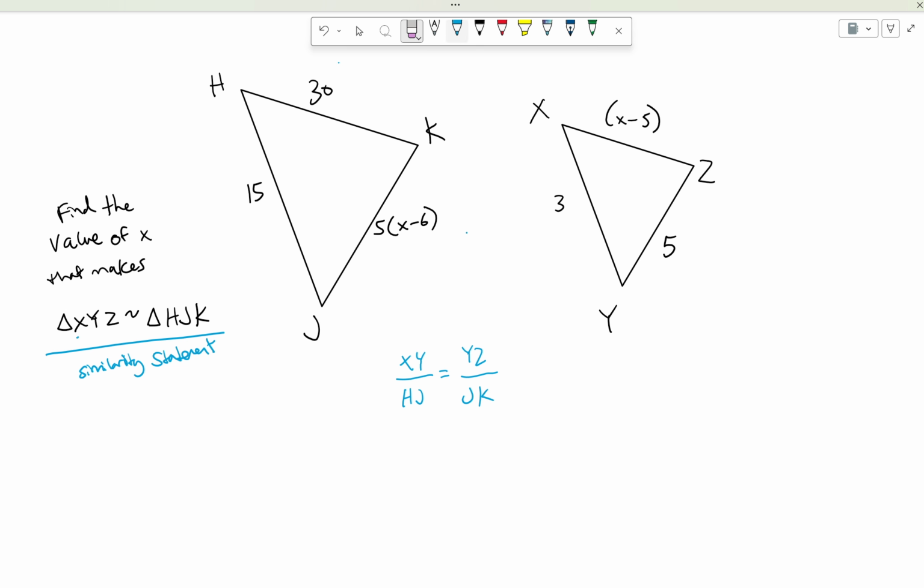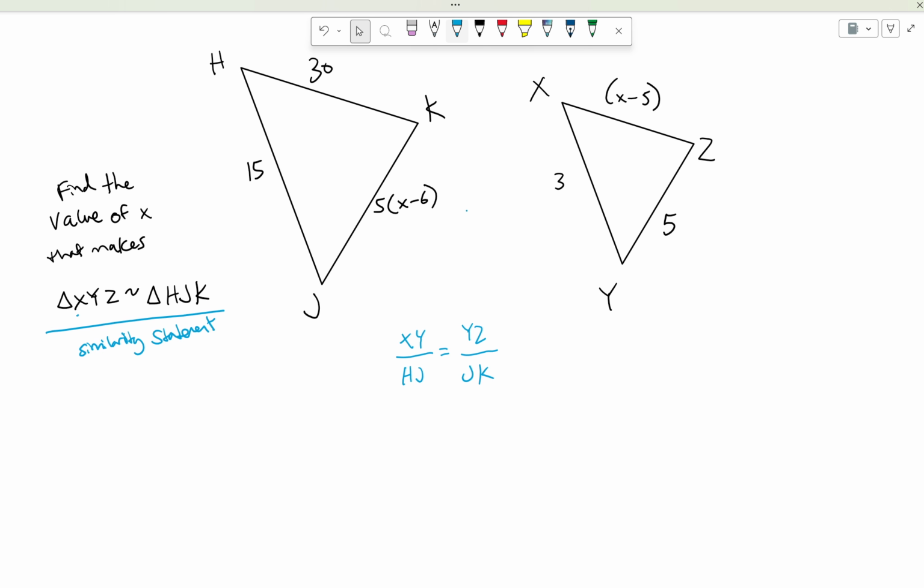That way we have these in the correct corresponding space. Excuse me for a moment. Apologies for the slight delay. Now I just substitute, right? So for XY, as you guys can see, XY is the value 3, HJ is the value 15, YZ is the value 5, and JK is the value 5 times the quantity x minus 6.